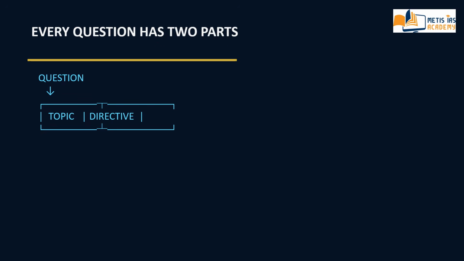Every UPSC mains question has two parts, part 1 and part 2. Part 1 belongs to the topic, whether it is polity, economy, history or society. And the second part is the directive. What is the directive here? What you should do with that topic is the directive. That is the hidden command.